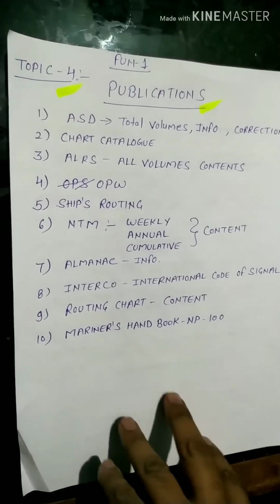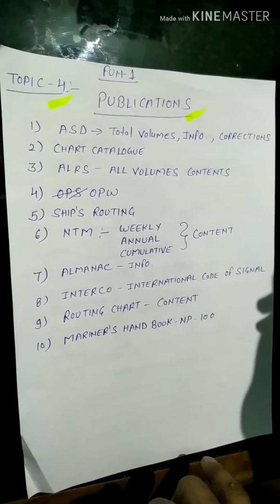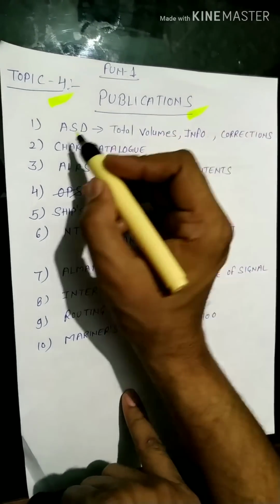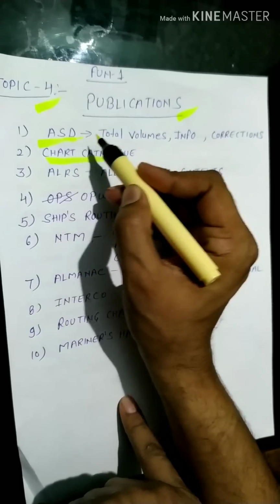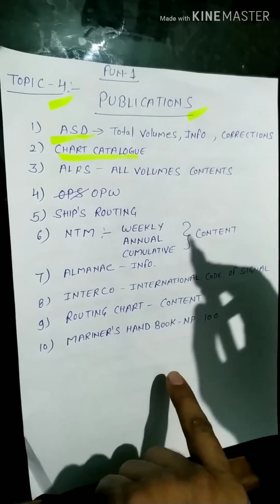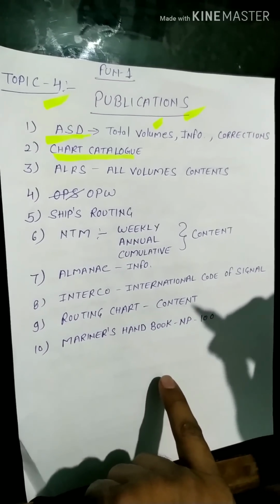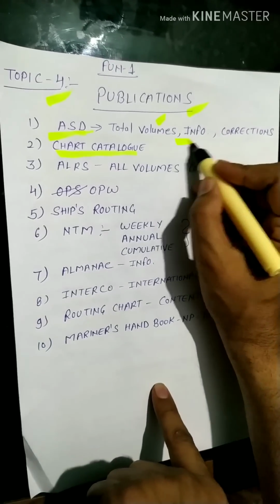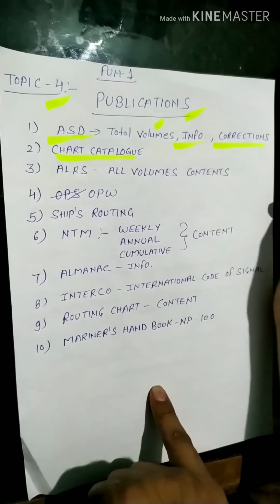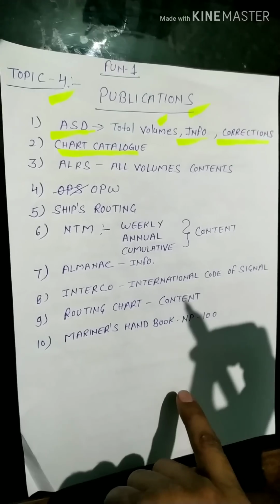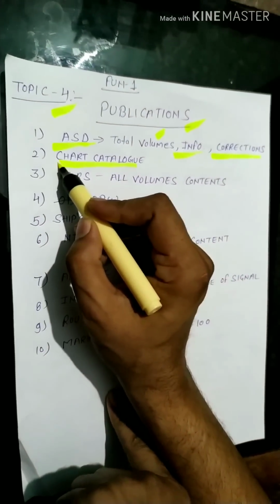Next topic is publications. In publications, the most frequently asked publication by the surveyor is the ASD and the chart catalog. ASD, you have to know how many volumes are there. Now total 76 volumes are there, that you have to learn, and the information from the sailing direction what you get, that you have to learn, and the corrections from where you get the correction of the ASD, that you have to learn by heart. Next publication is chart catalog.